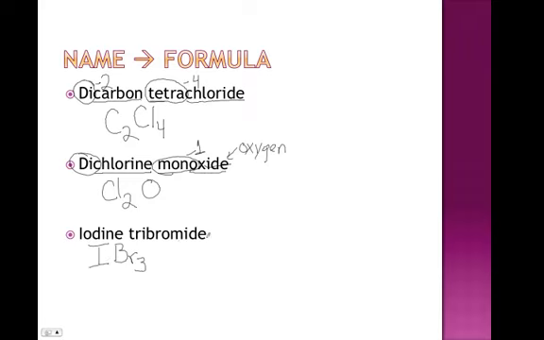Now you're going to get plenty of practice because your homework is the covalent naming worksheet. And it will be passed out by your substitute in just a minute.